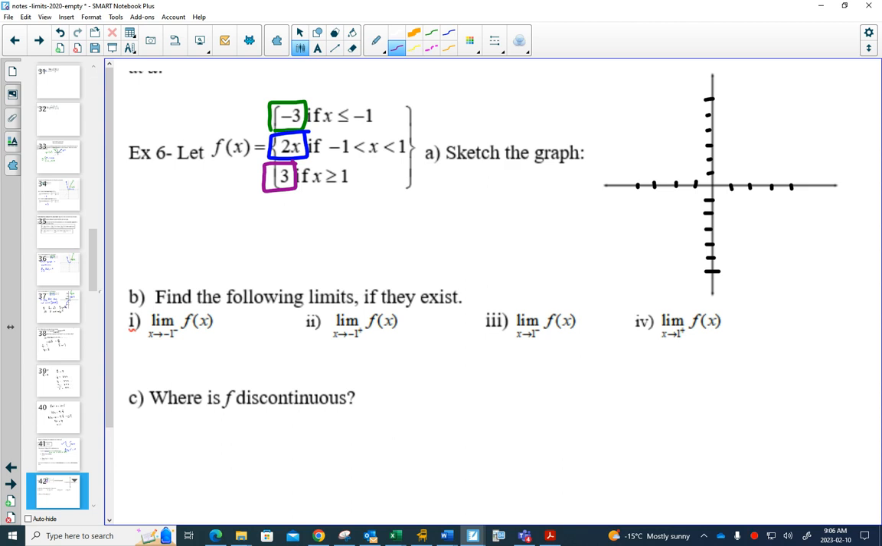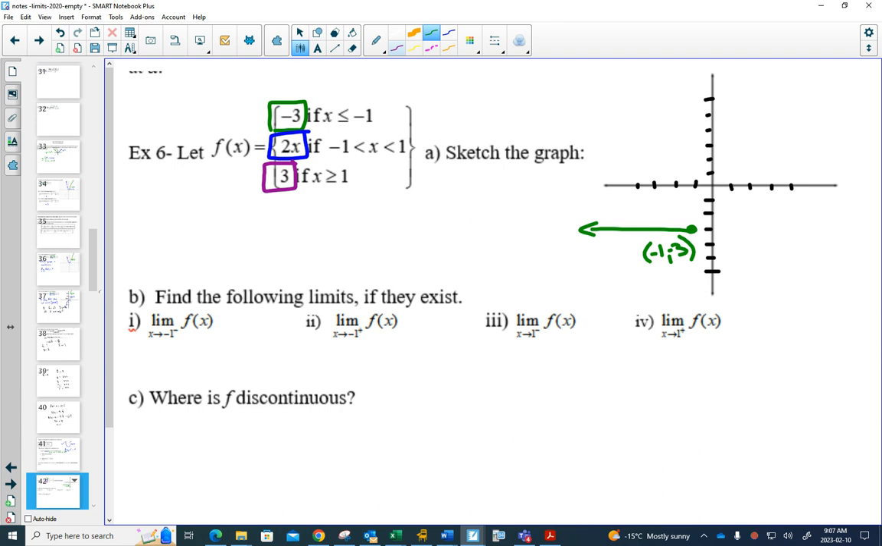So first of all, when a graph is just equal to a value, y equals -3, that will be a horizontal line. So I'm going to start with my green graph. I need to draw a horizontal line at -3. I'm going to have a closed circle here, and I'm just drawing the horizontal line when x is less than or equal to -1. So I have the point (-1, -3).